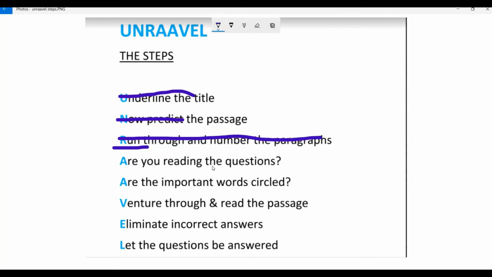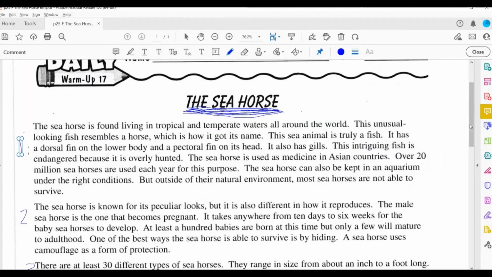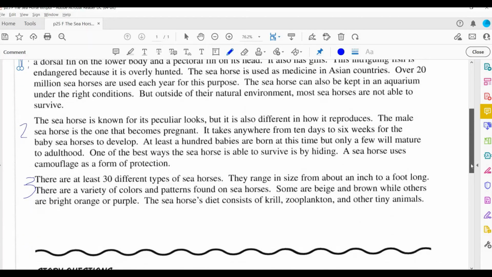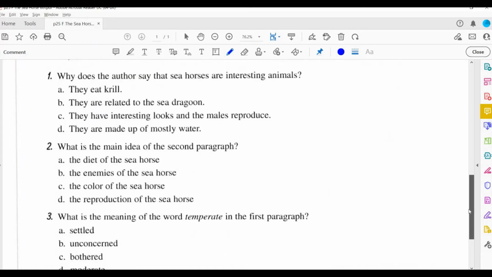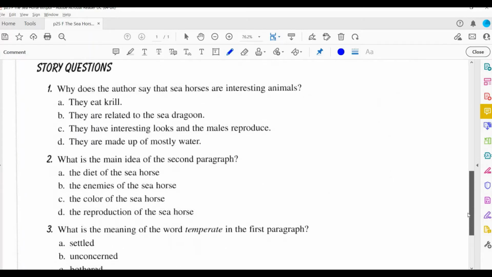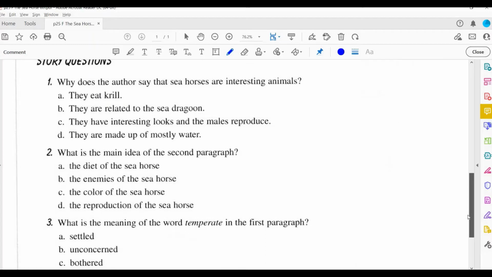Next, are you reading the questions? So you don't go in and start reading right away. With the unravel method, you go straight to the questions now. Look, I have 3 questions. We're going to read through the questions. Number 1, why does the author say that seahorses are interesting animals? So I know that I'm going to look for something about interesting animals.